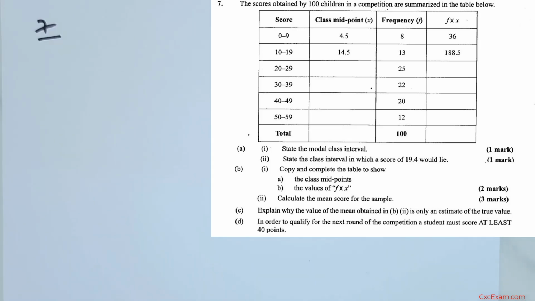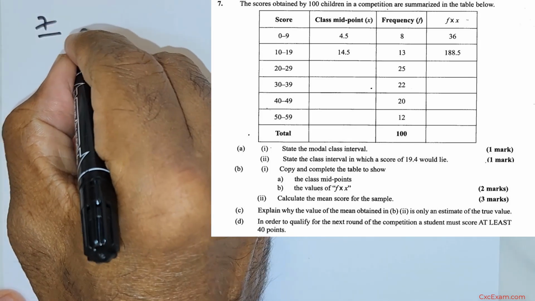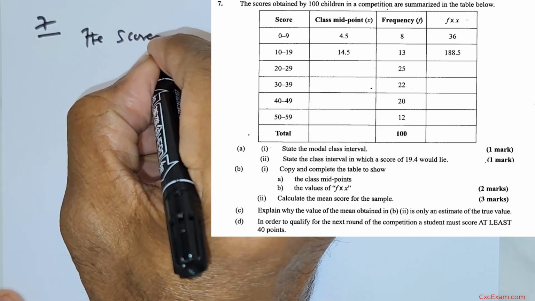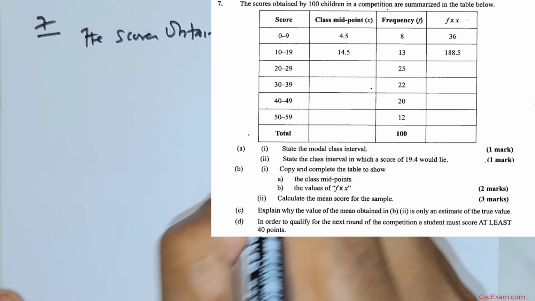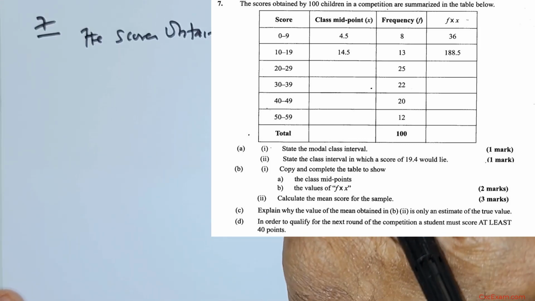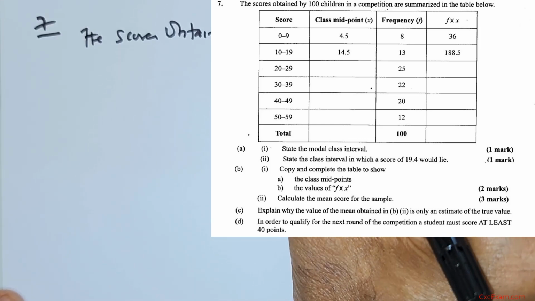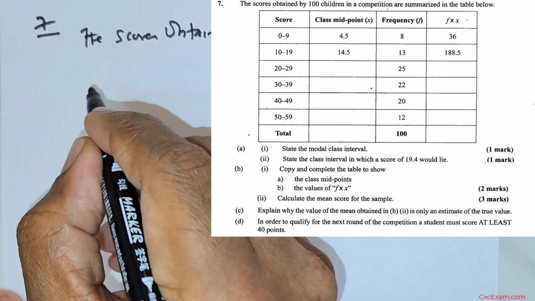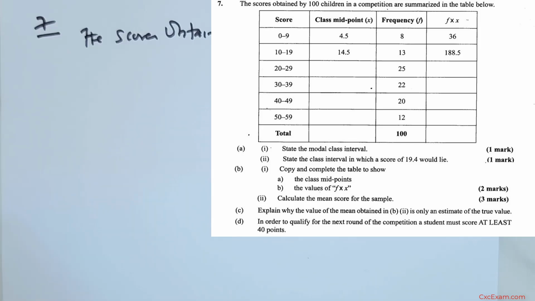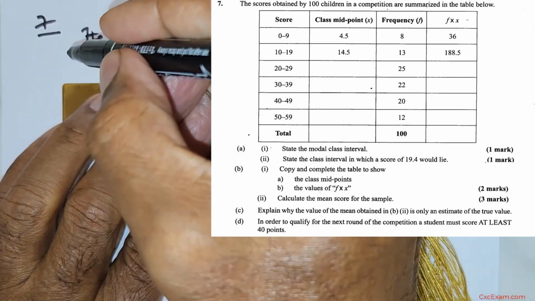Students, this is question number 7. We have been given the scores obtained by 100 students in a competition. It's given in table form. So let me draw the table.